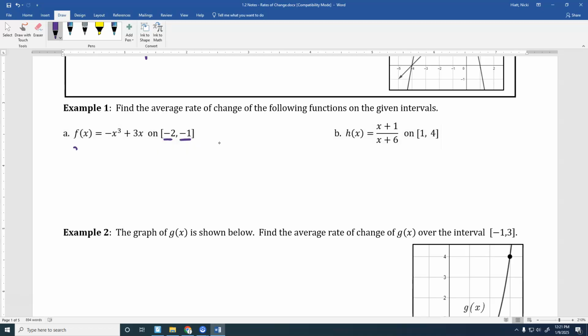Yeah, so I will do f of -2, which will be -2 cubed.